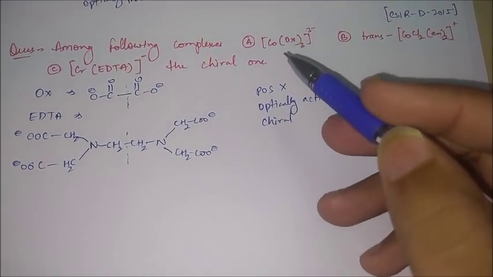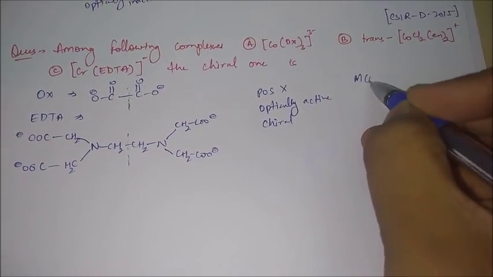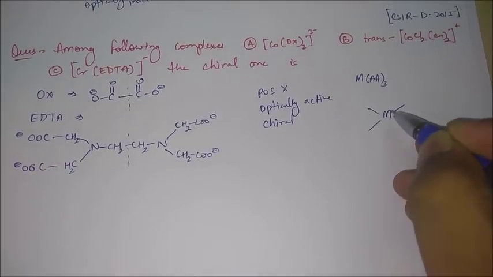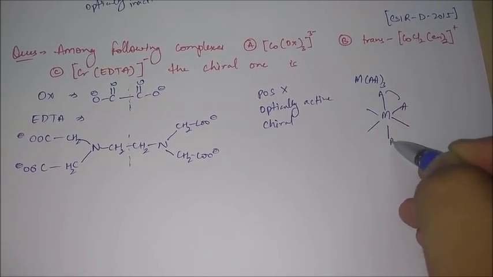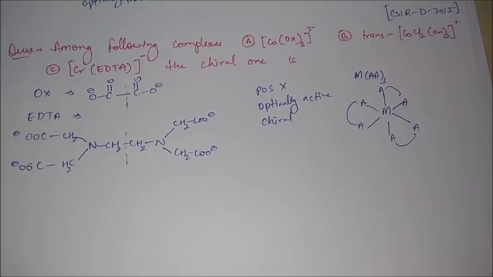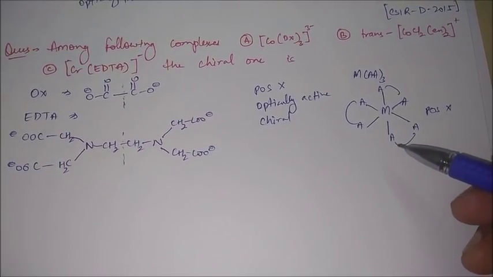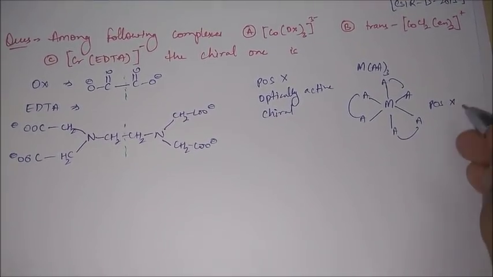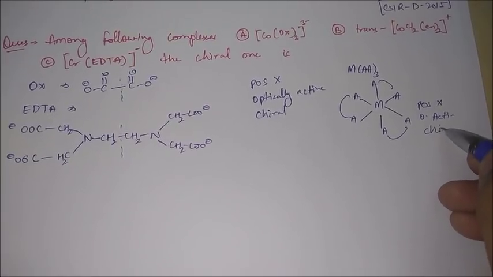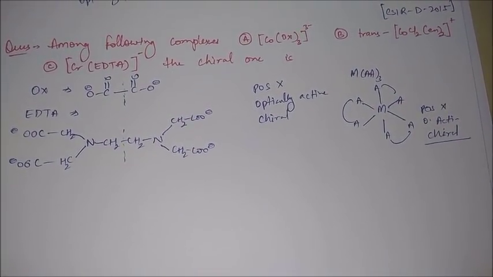Oxalate is of a symmetrical kind, so we can write it as AA, and the complex is of the kind M(AA) whole thrice. As I have already told you, if I draw this like this, AA, AA and AA, is there any plane of symmetry which can cut this molecule into 2 equal halves? There is no plane of symmetry, because these ligands are in different planes, so you cannot cut it into equal halves. If the plane of symmetry is not there, the compound is optically active and it is chiral as well. So A is the chiral compound.